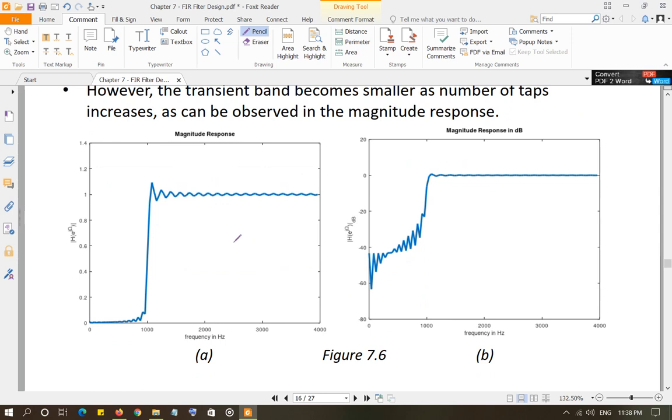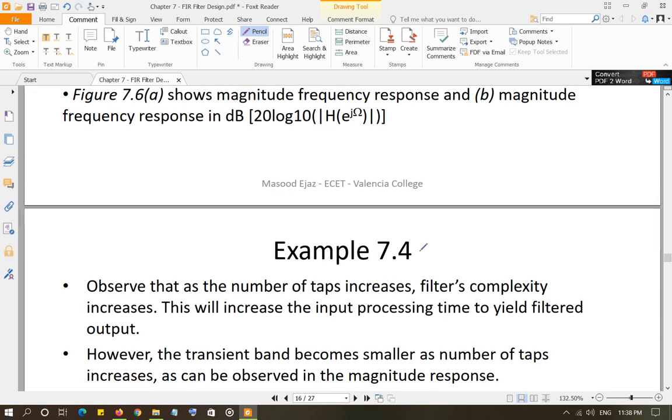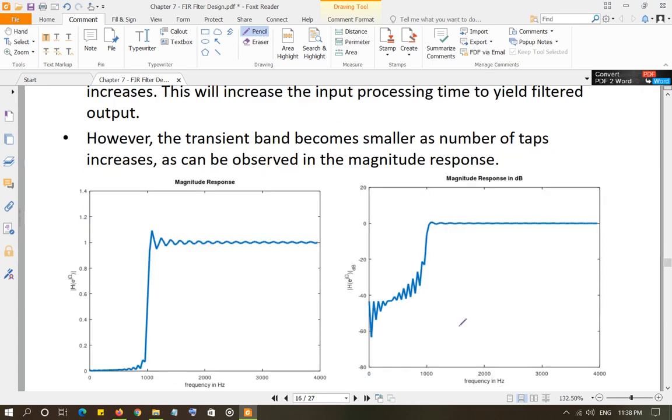So this is the magnitude response of the filter, and this is the magnitude response in decibel. So many times actually in the project as well, I'm asking you to draw in decibel. I forgot if I am asking you or not, but there's a decibel response which is right here, 20 log 10 of H of e to the j omega. So this is that, and this is the regular response.